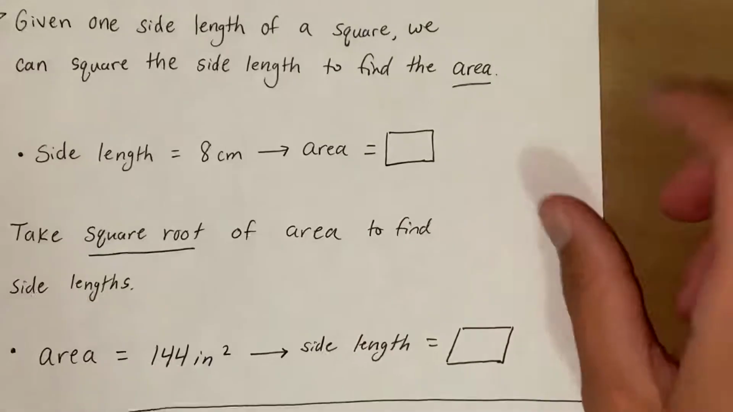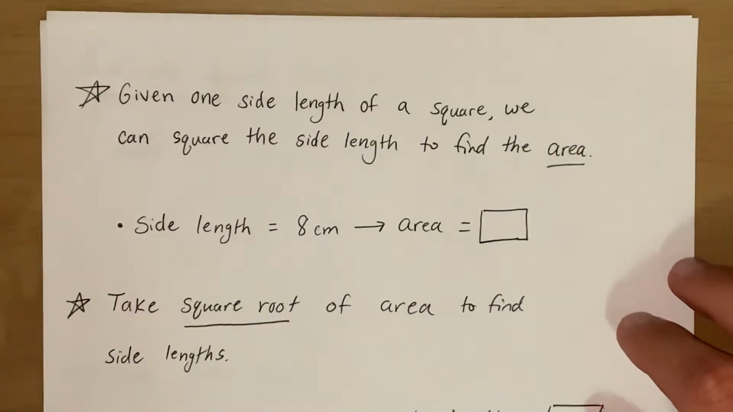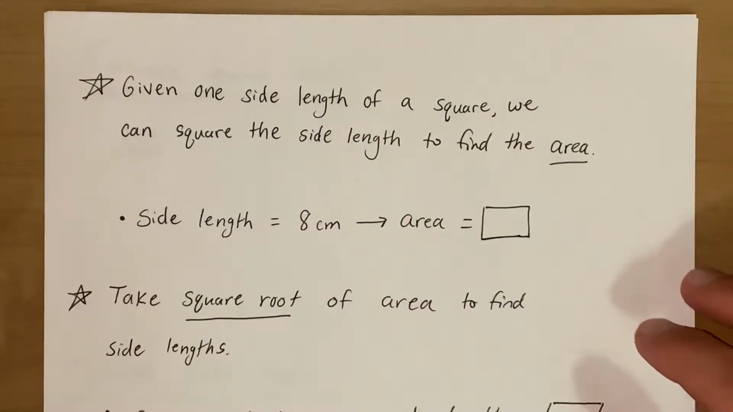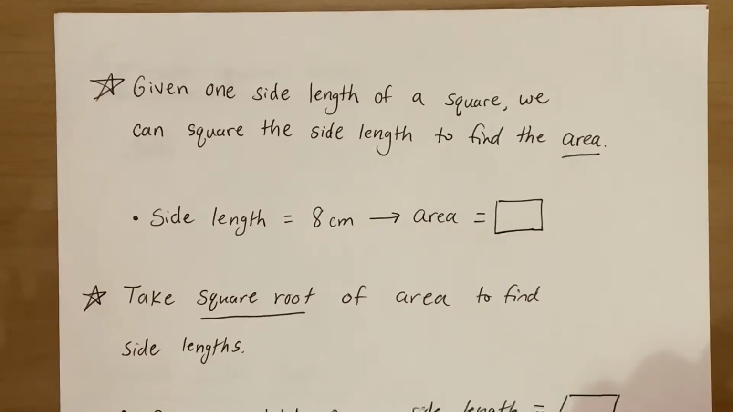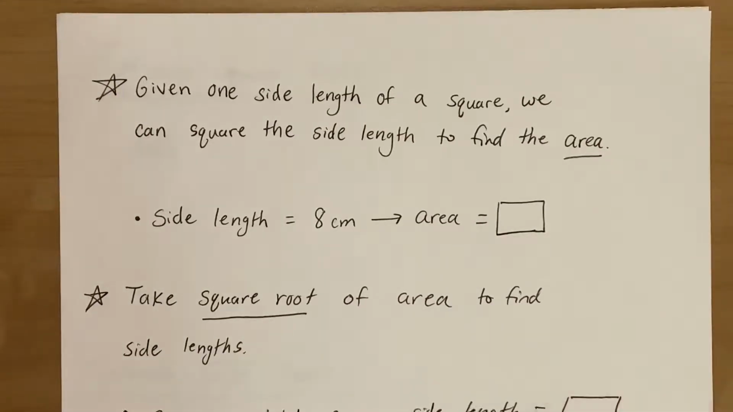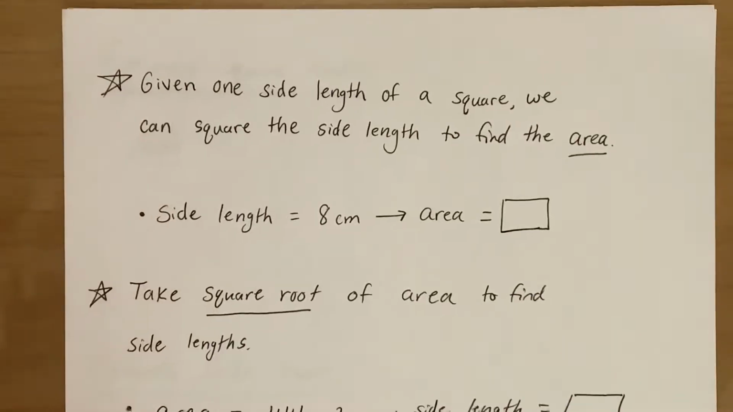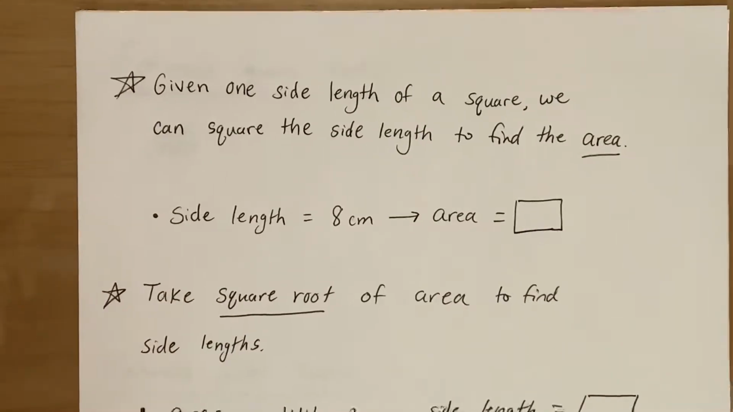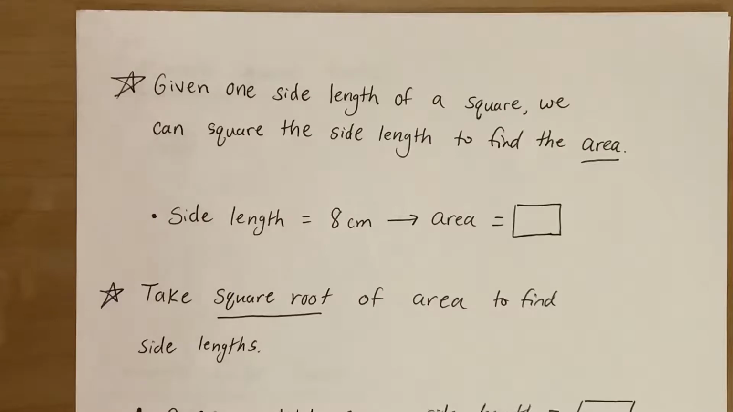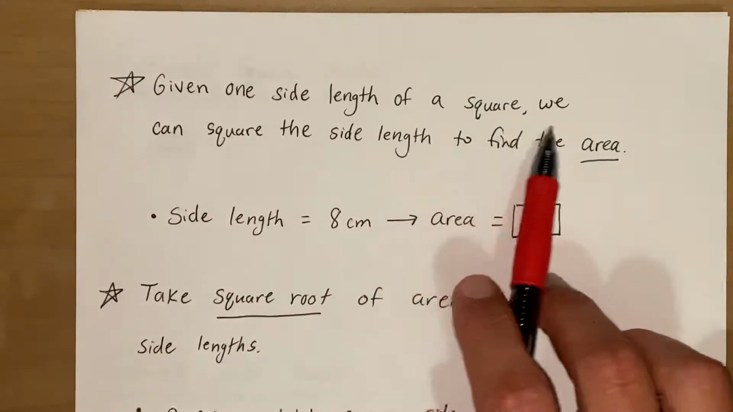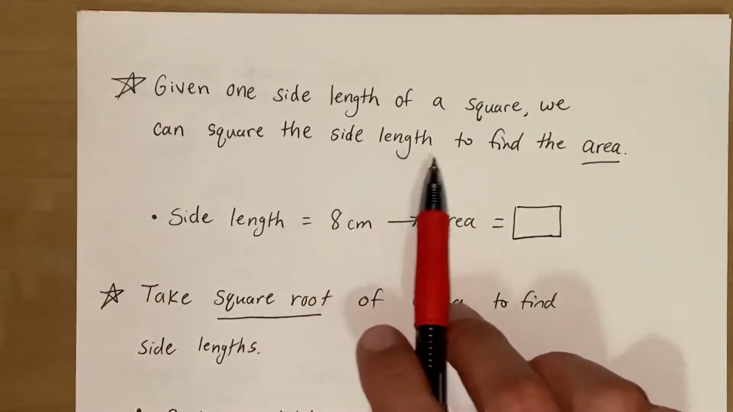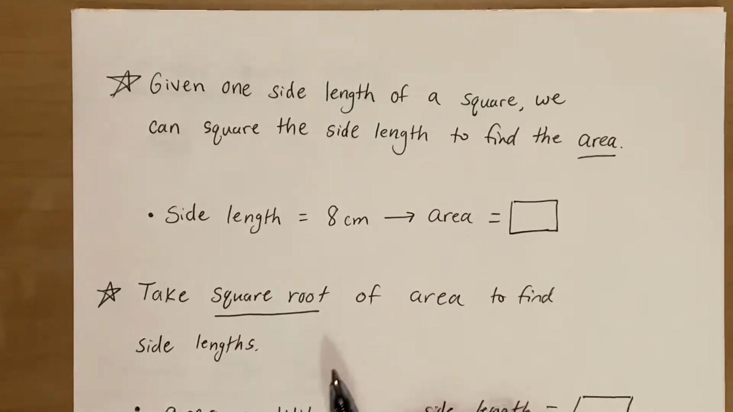Okay, so let's go back to this first page here and let's start. When we're talking about finding the area of a square, we know that a square is a four-sided polygon. It is a flat shape. It's not three-dimensional, it's two-dimensional. And we know that all four sides have the same length. That's the key here, and that's why we can use perfect squares. So it says, given one side length of a square, we can square the side length to find the area.